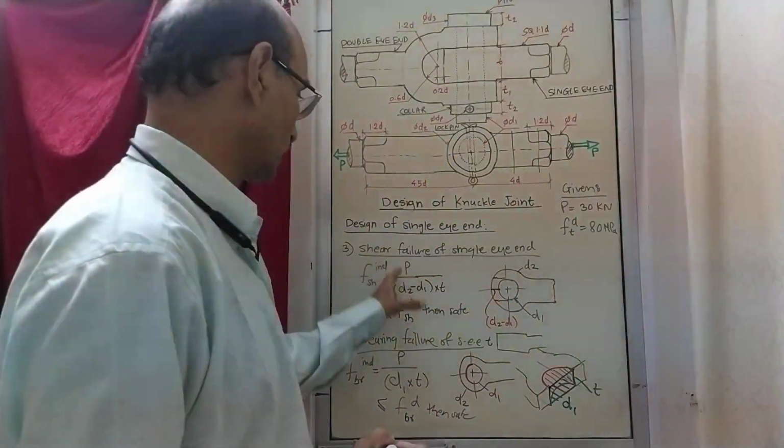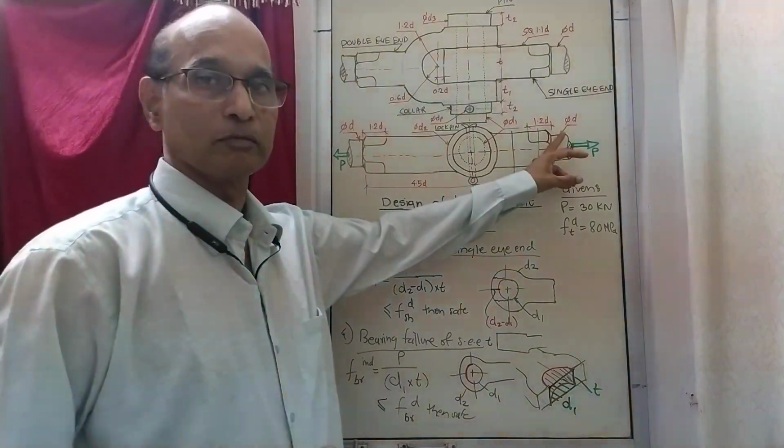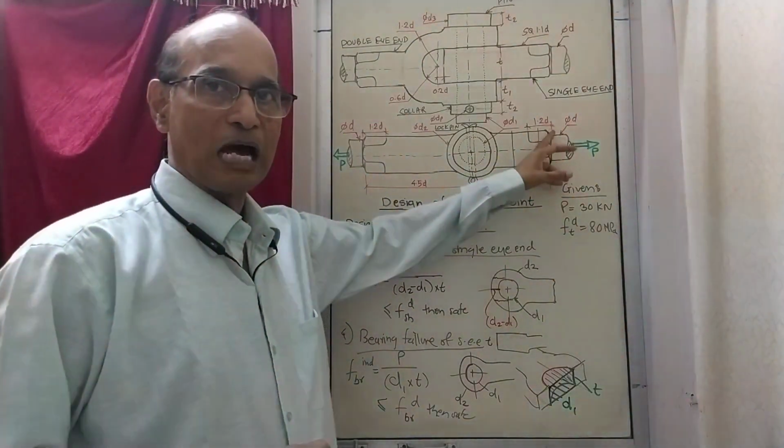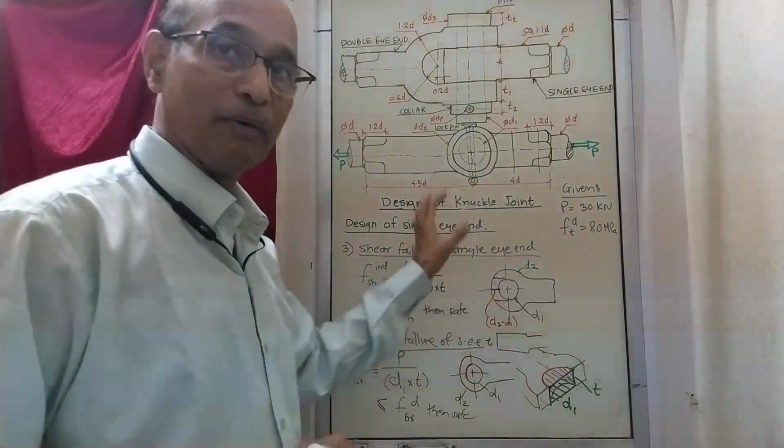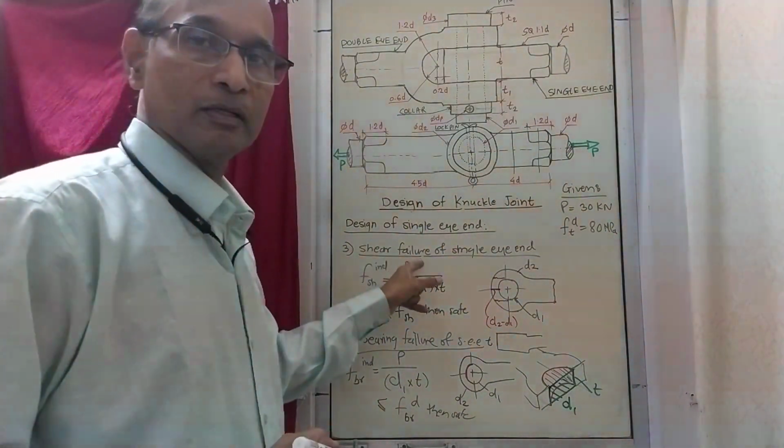Okay, so we have checked, first we started with the design of the diameter of the rod. With this diameter we have found out all the dimensions by empirical relations, and then we have checked the remaining stresses by way of the checking equation.